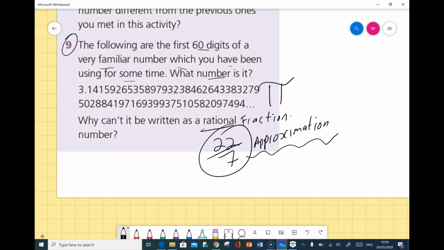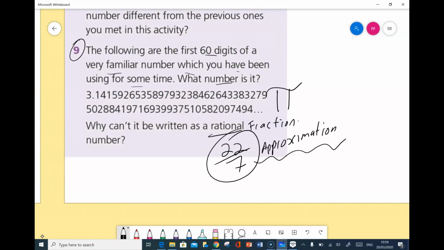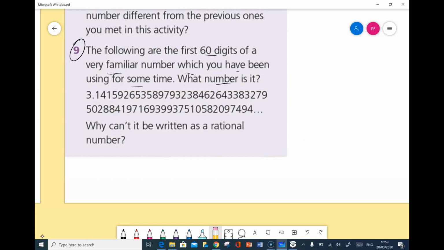Pi can't be written as a fraction. So it cannot be written as a rational number. That means pi is not rational. So pi is irrational. Okay? Irrational just means it cannot be written as a fraction.